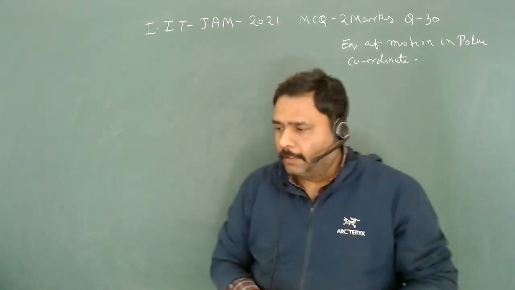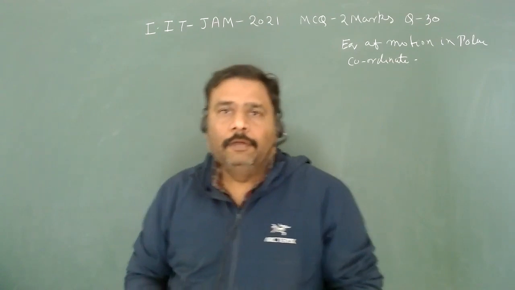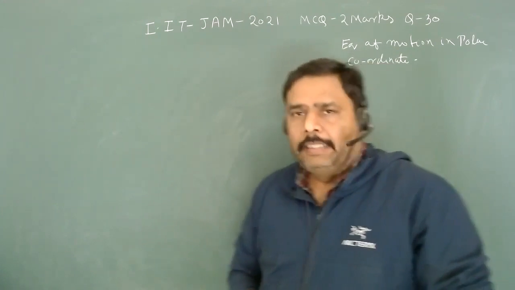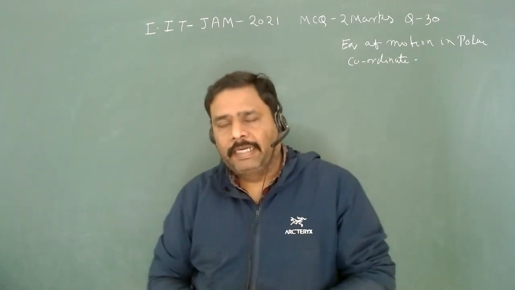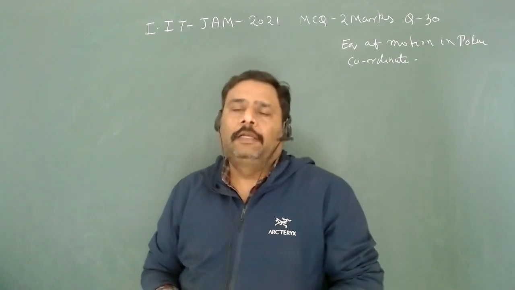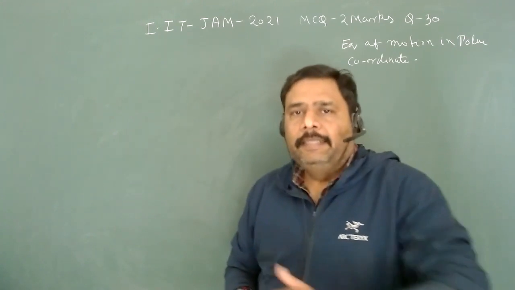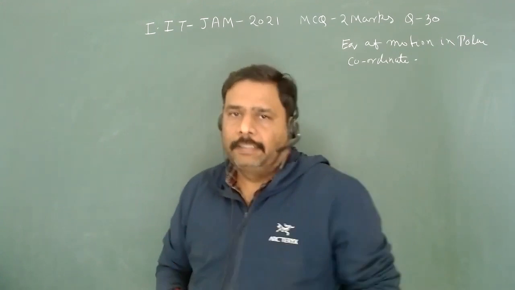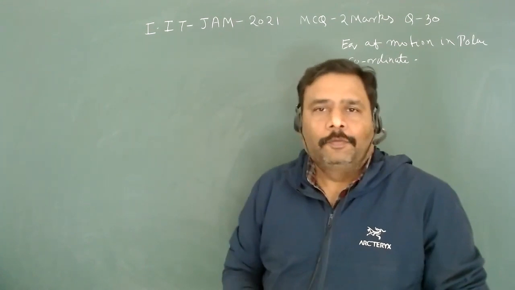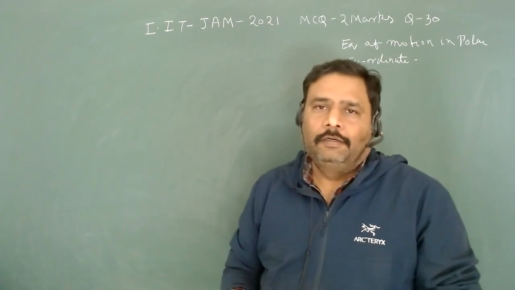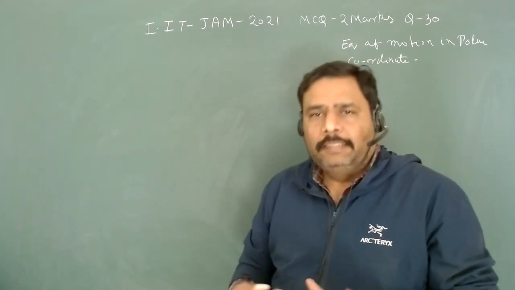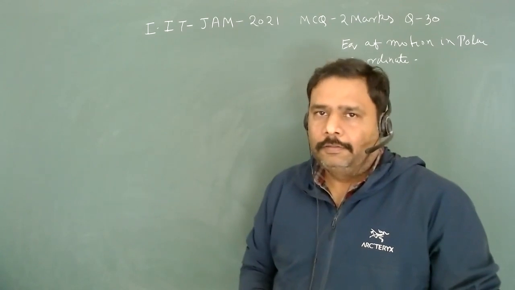Hello students, now we are again going to solve one more problem from IIT JAM 2021, and this is again a problem from mechanics. And in this problem we have to calculate what is the radial part of acceleration in polar coordinates. So obviously if you remember all the formulas, then it's quite easy for you, but it's quite easy to derive all these formulas also.